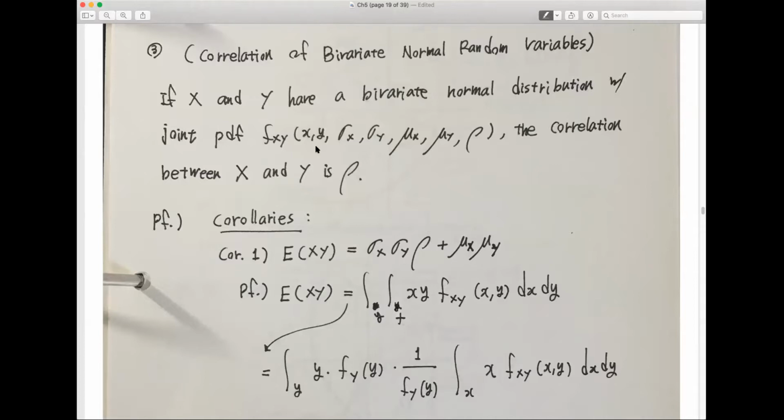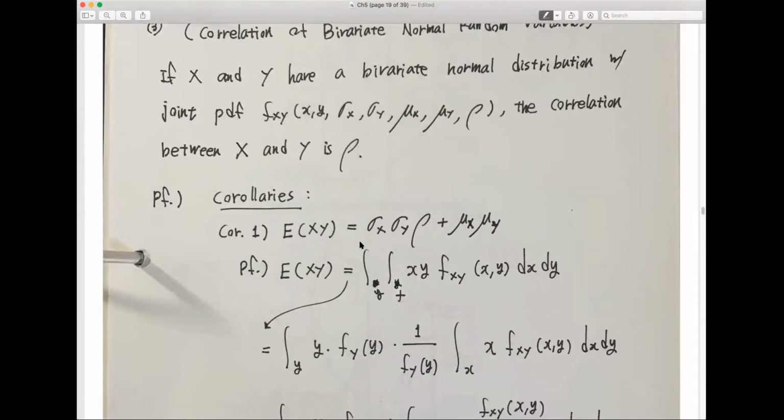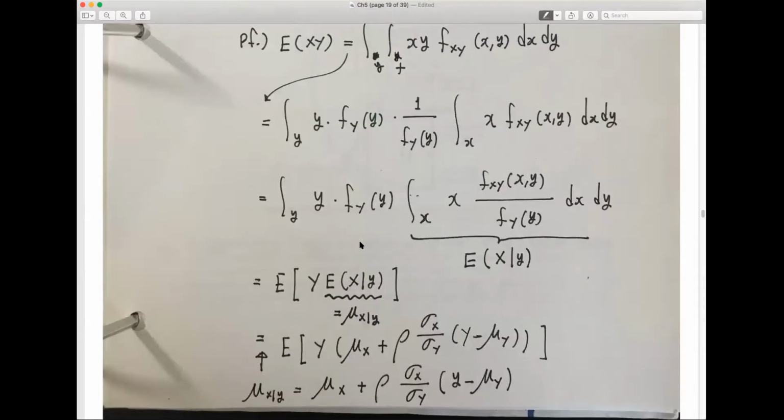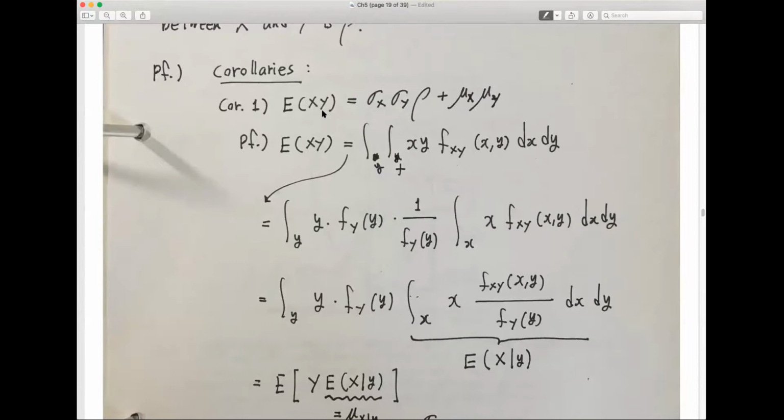Before doing that, you may wonder, what is rho? Rho is the correlation of X and Y, right? It means even though X and Y have a bivariate normal distribution, the correlation of X and Y is still rho. That's the meaning of this. But now we're going to use that corollary. Let me prove this one next time, so just take a look at it.